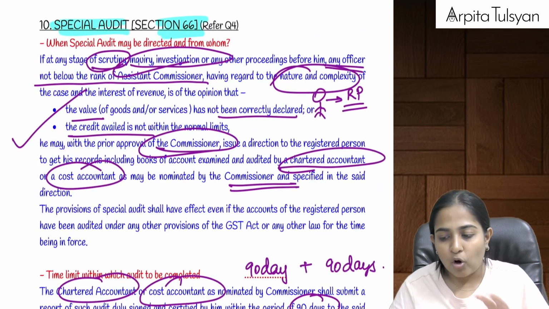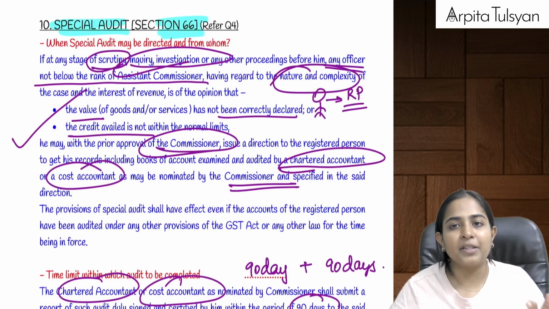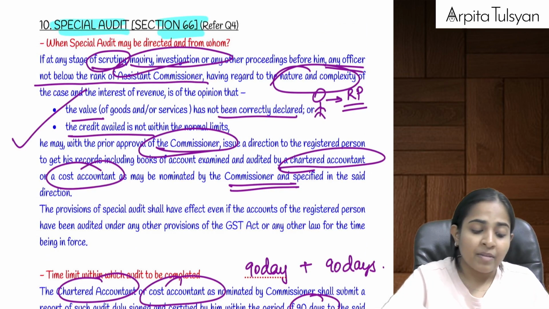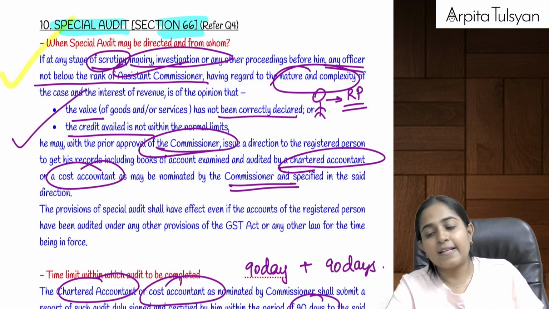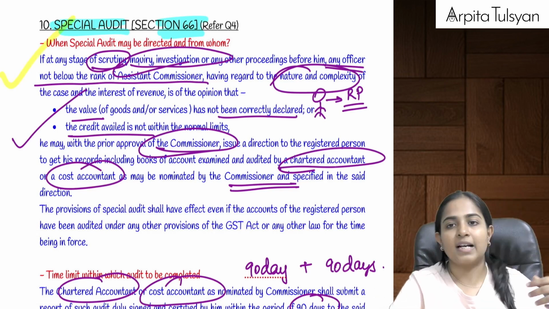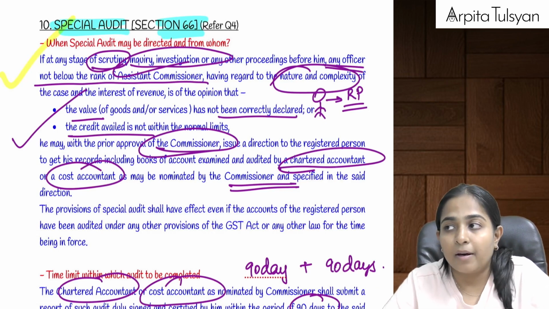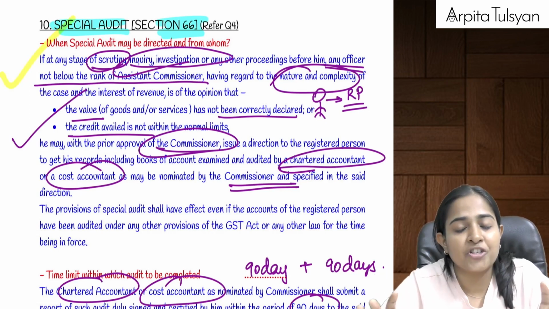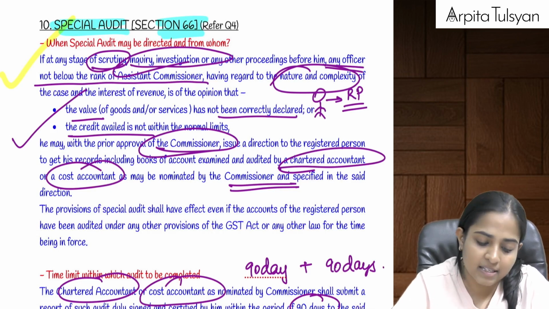So this was a normal departmental audit which was conducted by the officer, by the commissioner, or by any officer authorized by the commissioner, right? And the last case is special audit. Special audit is conducted on the directions of the commissioner, but it is actually conducted by the chartered accountant or a cost accountant. This is a special audit.